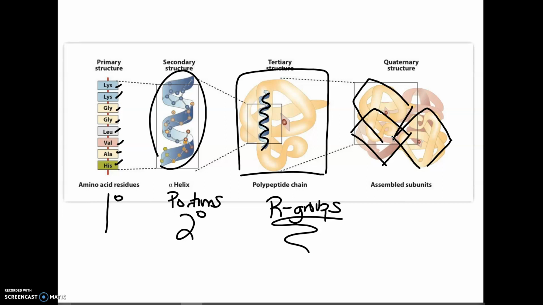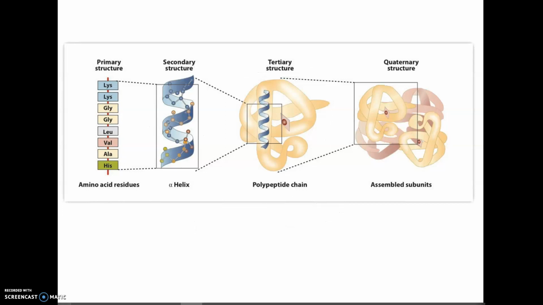So those are the levels of protein structure, and you need to know each of them, what they look like, what causes them, and also know about denaturing, how that can change the structure.